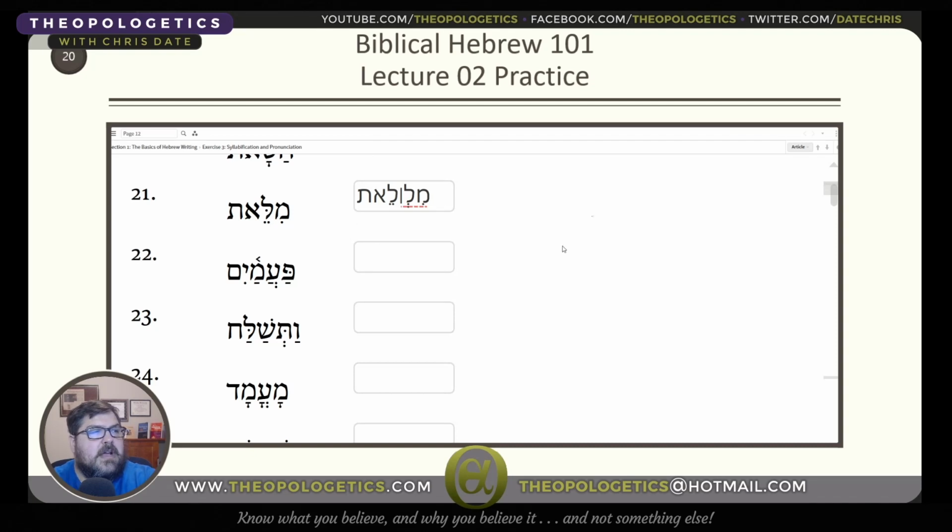All right. Pa'amayim. The pei with a pathach under it is our first syllable. The ayin with a composite shava is the second syllable. The mem with a pathach is the third syllable, and the yod hirek mem is the fourth. Pa'amayim.